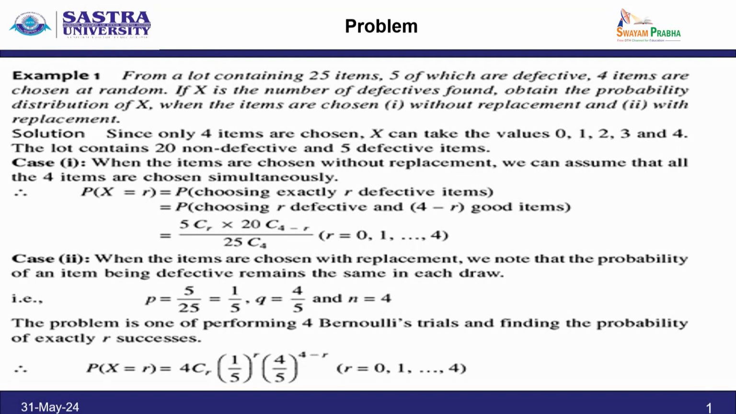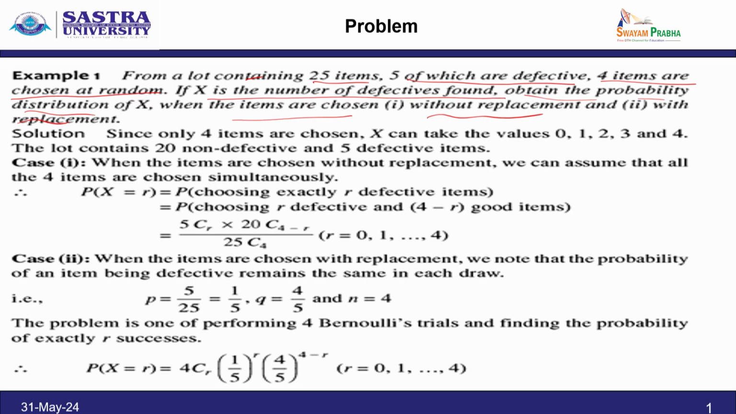Now, in the continuation of problem activities, we are going to discuss a Bernoulli trials related problem. From a lot containing 25 items, 5 of which are defective, 4 items are chosen at random and x is the number of defectives found. The question is to obtain the probability distribution of x when the items are chosen without replacement and with replacement. So, 2 cases we have to discuss.